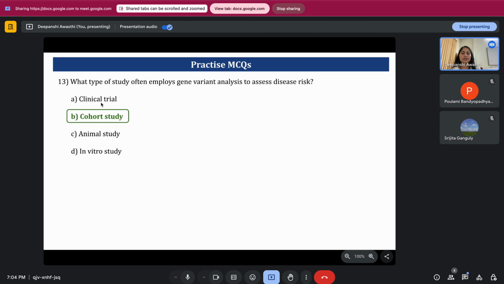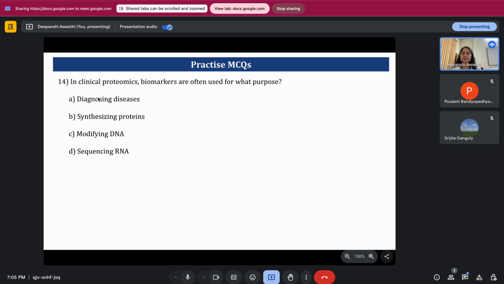So if it is written as clinical study, then we might think of it as the right option, but it is written as clinical trial. So this term is entirely different from a clinical study. This is related to drug testing. So the right option is cohort study, and cohort means group of people, a small set of people in which some study is performed. That is referred to as cohort study.